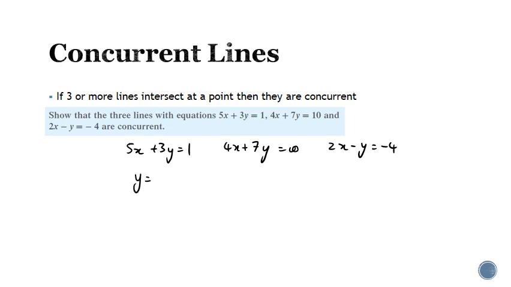So the first one, y is equal to 1 over 3 minus 5 over 3x. Second one, y is equal to 10 over 7 minus 4 over 7x. And the third one, y is equal to 2x plus 4. So just simply make them equal. You have to do it 2 at a time, so let's check the first two.